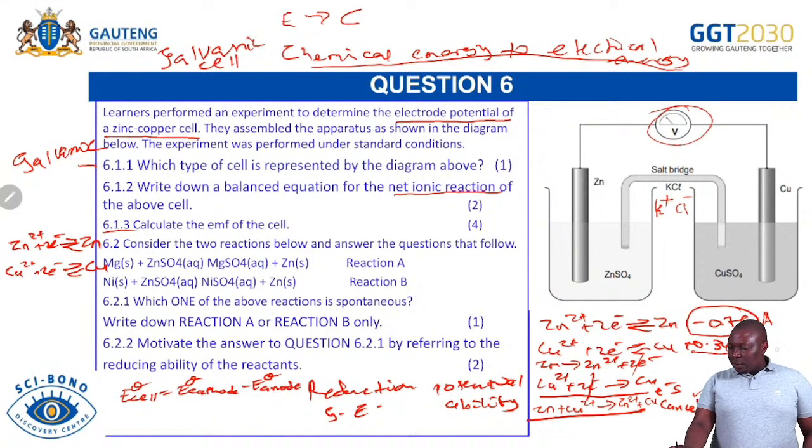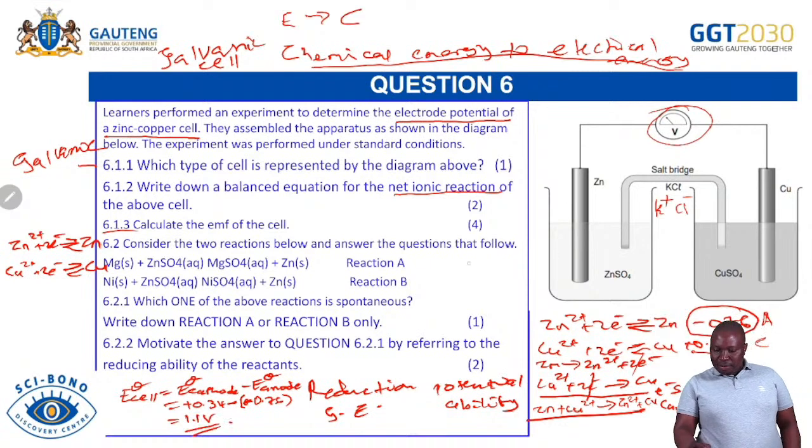It's E cathode minus E anode. You know that the one with the bigger standard reduction potential is the cathode, which is positive 0.34 minus, don't forget we have minus from the formula and minus from the standard reduction potential, which is negative 0.76. So when you use your calculator correctly, minus and minus will be plus. That will give you 1.1 volts. So you are able to get your 4 marks. Please don't leave these marks.